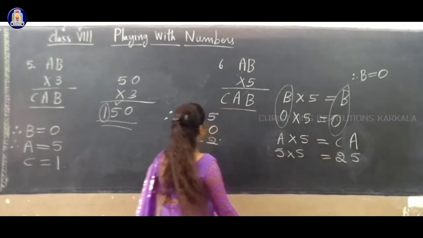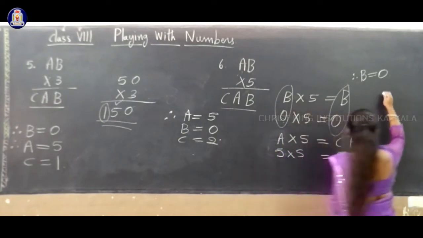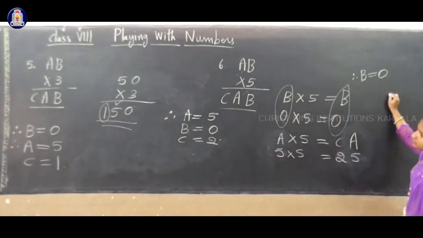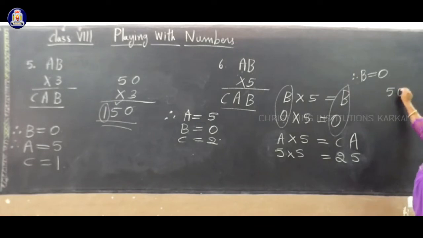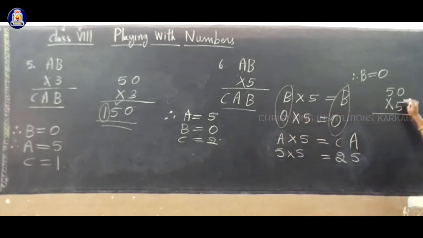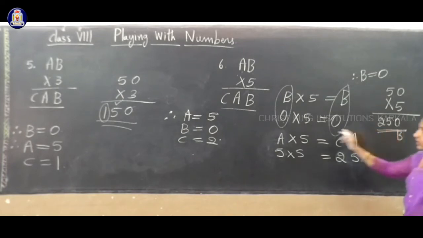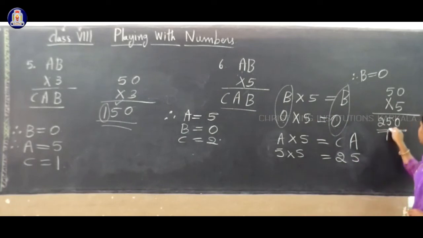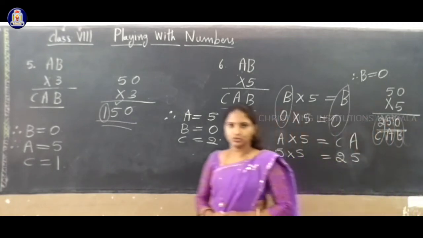If you want, you can verify your answer. So I'll write it: A is 5, B is 0, into 5. The answer we must get is CAB. So multiply 5 into 0, 0. 5 5s are 25. So what is the answer? 250. Correct? So this is B, the middle one is A, and this is C. So A value is 5, B value is 0, and C value is 2. Clear? So this is the solution for this question.